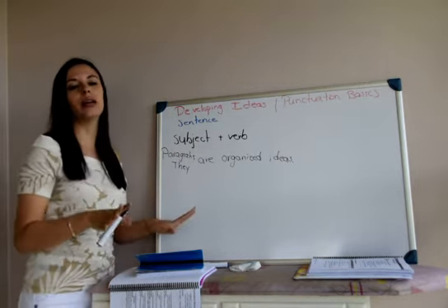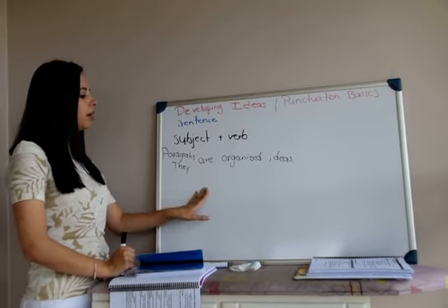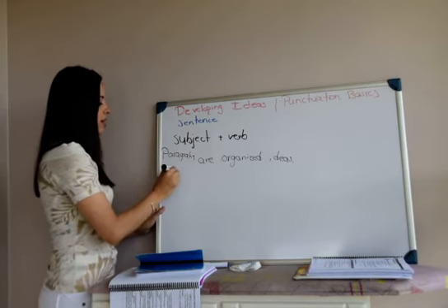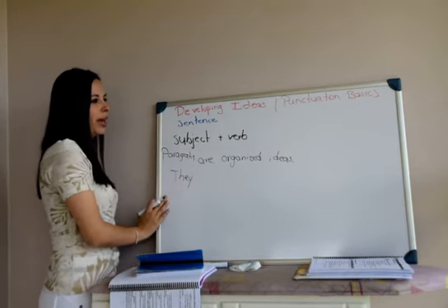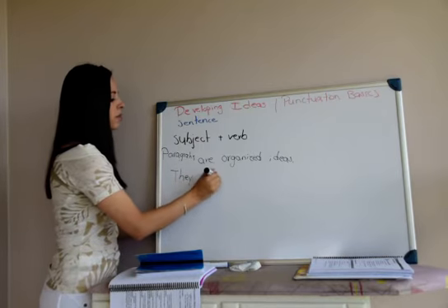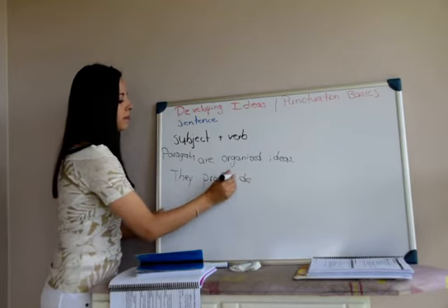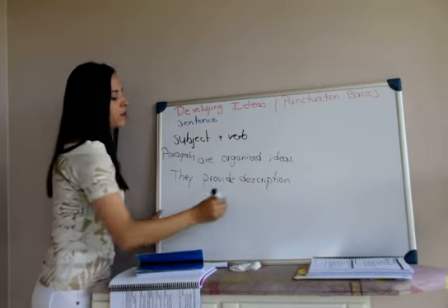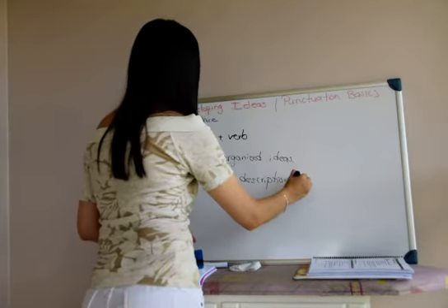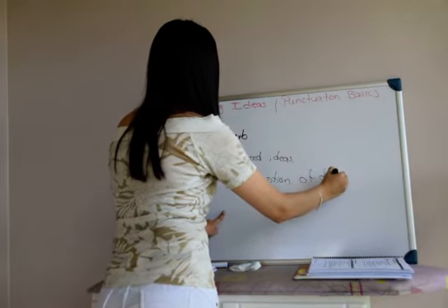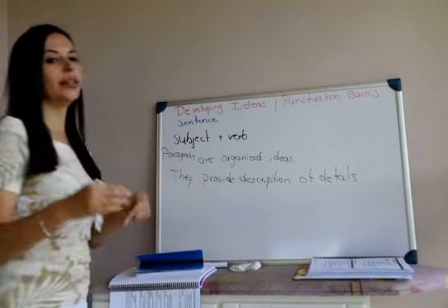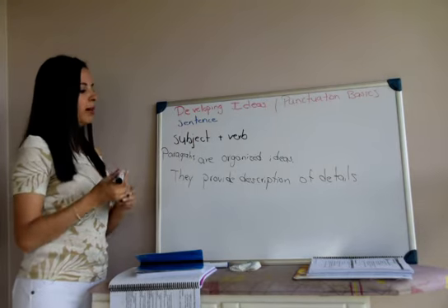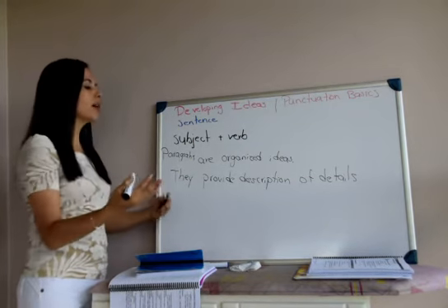So let's keep talking about paragraphs. Okay, so paragraphs are organized ideas. Let's use a second sentence. Subject and verb. They, simple verb, provide description of details. Okay, we have here a second idea. Subject, verb, subject, they, and verb provide. Complement, description of ideas. Now, what else can we say about paragraphs?